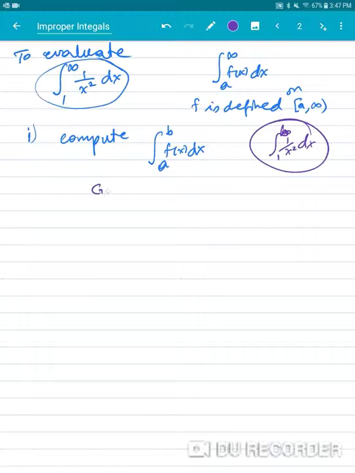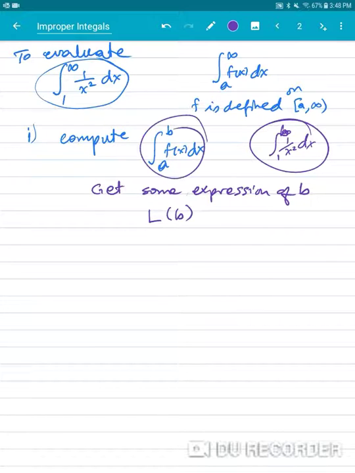And then that will give me some expression of b. I'll call it, I don't know, L of b. So this gives me an expression that depends on b. Then the next thing I do is I compute the limit of this new value that I got as b approaches infinity. The primary idea is this.